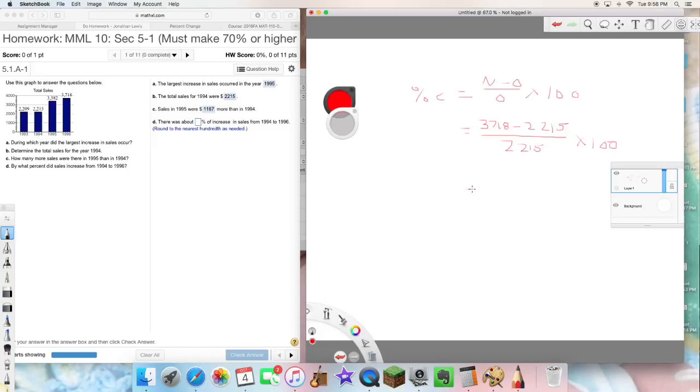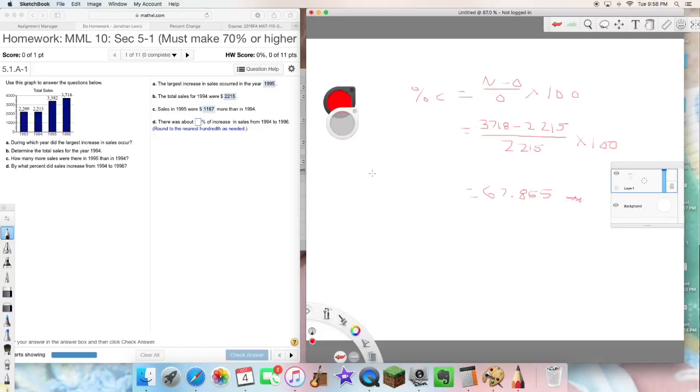All right, so let's use our handy dandy calculator. 3,718 minus 2,215 gives me 1,503. And then we're going to divide that by my 2,215. Multiply by 100, and I get that it's about 67.855 and a bunch more numbers.